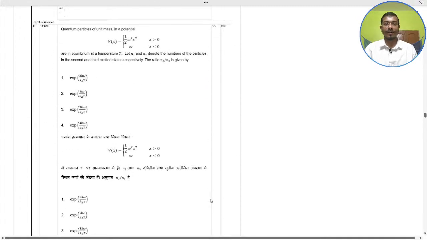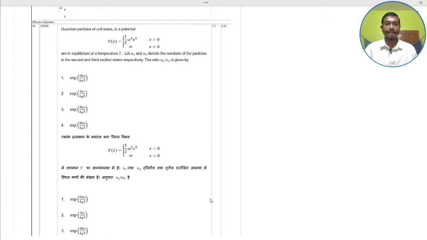a quantum particle of unit mass, a potential is given at equilibrium temperature T. Let N2 and N3 denote the number of particles in the second and the third levels respectively. You have to find the ratio of N2 by N3. This is coming from the canonical ensemble, thermodynamics and statistical physics.